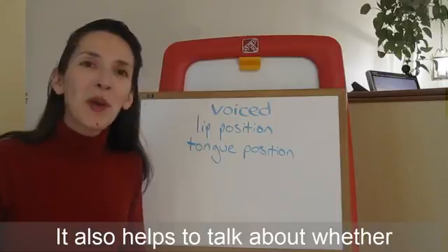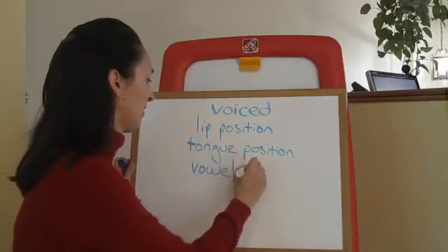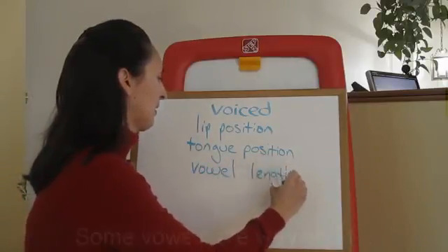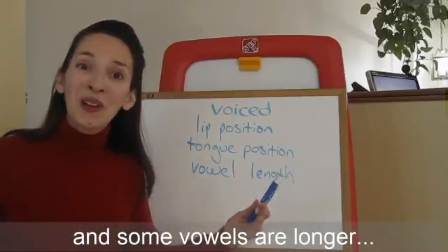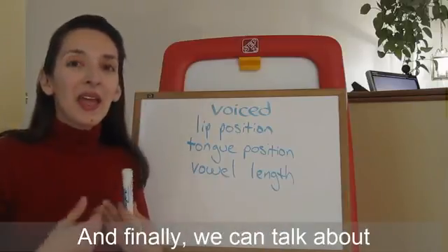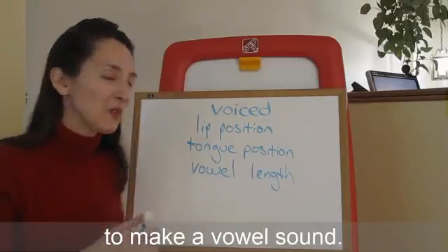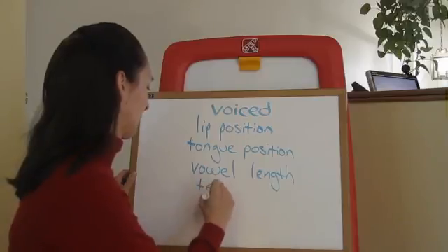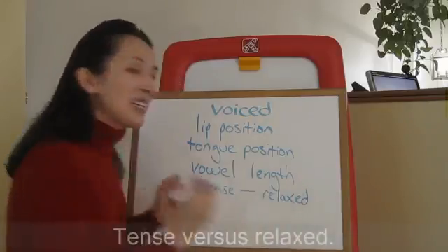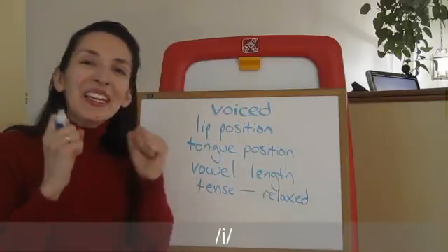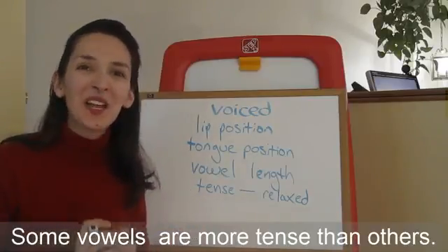It also helps to talk about whether vowels are long or short. Some vowels are very short, I, and some vowels are longer, A. And finally, we can talk about how tense our mouth needs to be to make a vowel sound. Tense versus relaxed. E, I, E, I. Some vowels are more tense than others.